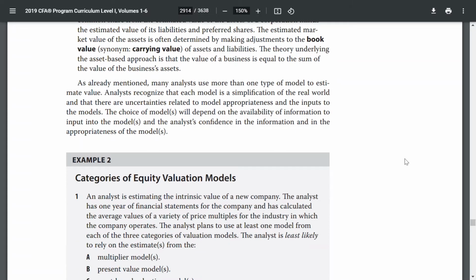As already mentioned, many analysts use more than one type of model to estimate value. Analysts recognize that each model is a simplification of the real world, and that there are uncertainties related to model appropriateness and inputs in the models. The choice of the models will depend on the availability of information to input into the models, and the analyst's confidence in the information and in the appropriateness of the models. Yes, that makes a lot of sense.